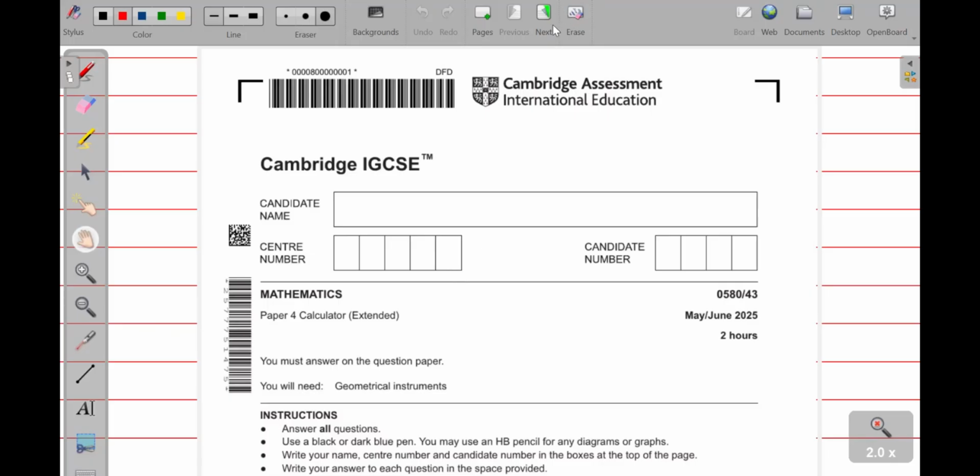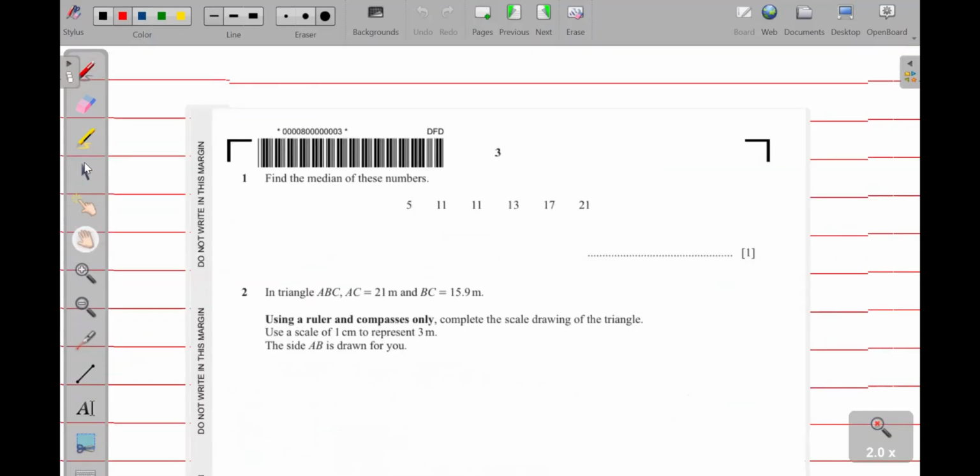Let's start question number 1 of this paper. Question 1. Find the median of these numbers. Median is the middle value of the data. Look here, the two middle values are 11 and 13.